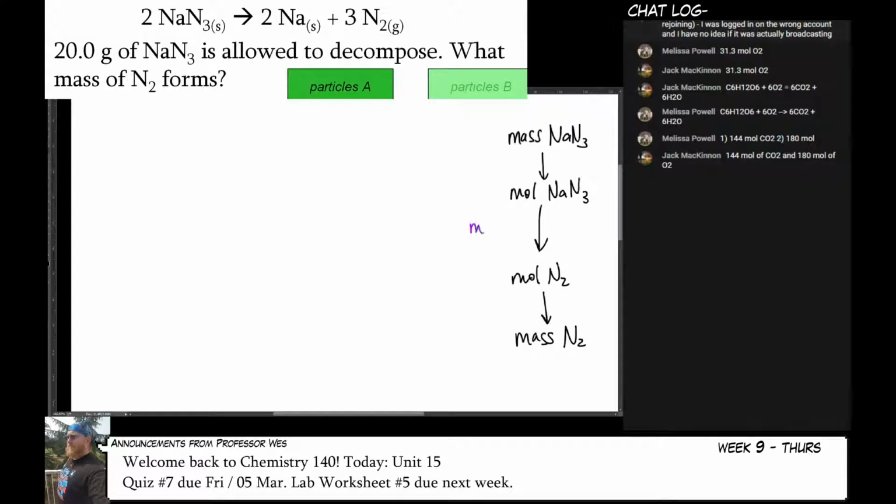So for every 2 moles of NaN3, using the balanced equation up there, I make 3 moles of N2. And then for these other relationships, it's just going to be 1 mole of whatever is how many grams according to Lentech. So we're going to go look that up.